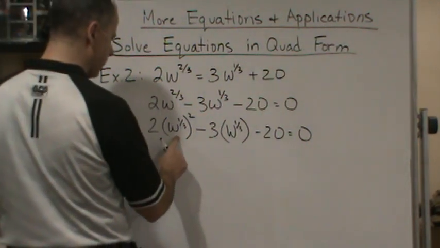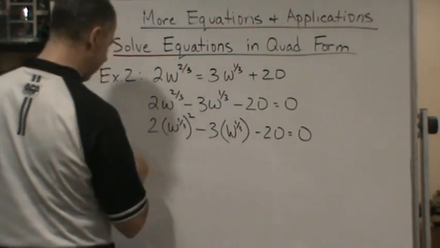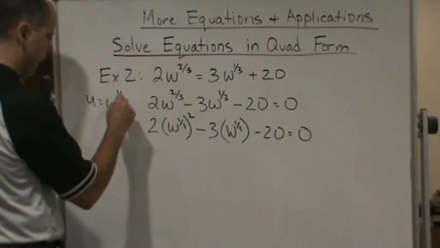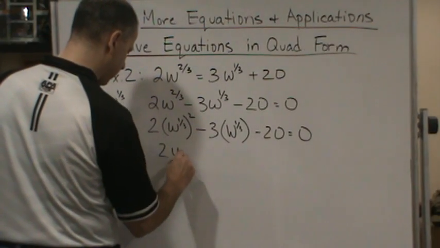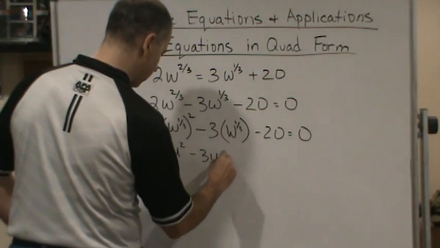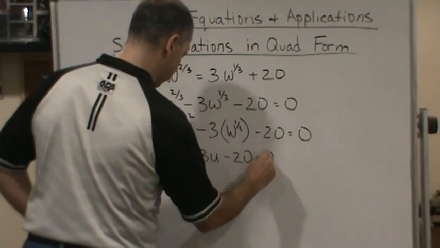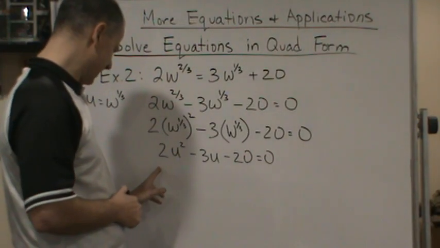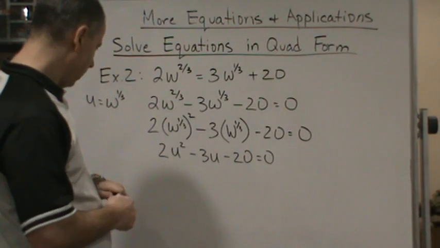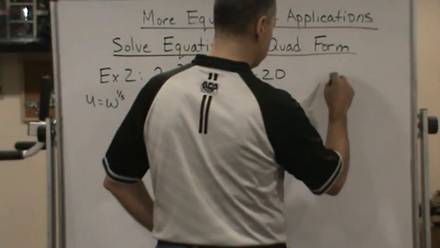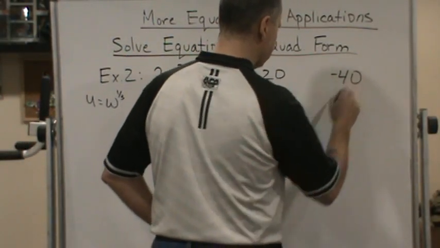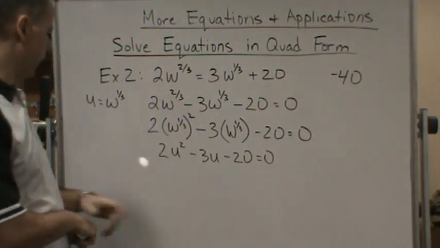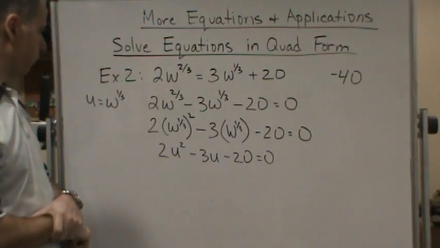So again, if you want to do u substitution, you can. So you can say, let u equal w to the 1/3 power. So this will become 2u squared minus 3u minus 20 equals 0. And now we can see if we can factor this. In this case, we're looking for factors of negative 40, the AC method, that will give me negative 3.